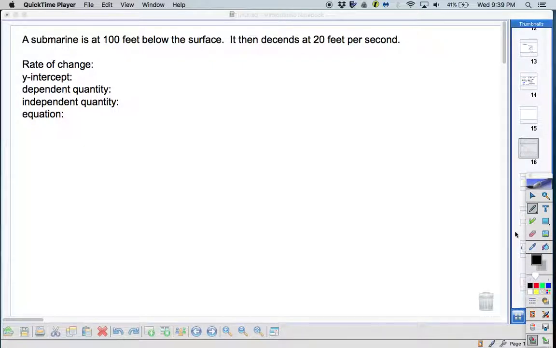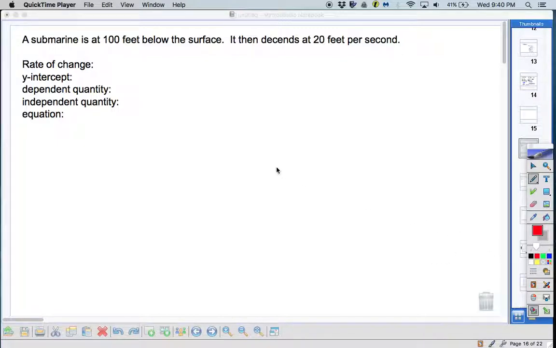Okay, welcome back. Today we're going to be talking about domain and range as it relates to a story problem. We're also going to be talking a little bit about decoding story problems to make this easier to graph and to find its domain and range. So let's look at the story problem that we got up here right now.